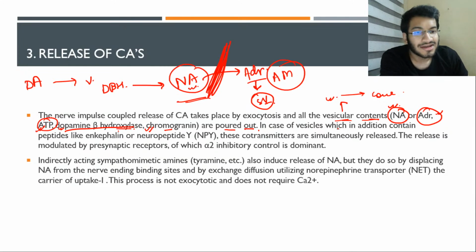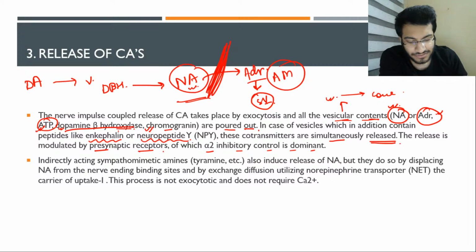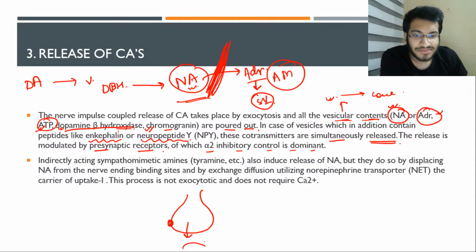In case of vesicles, which in addition contain peptides like enkephalin, neuropeptide Y, these co-transmitters are simultaneously released, and the release is modulated by presynaptic receptors, of which alpha 2 inhibitory control is dominant, right? So the release is modulated by the presynaptic receptors. Basically what is happening here is, this is the synaptic terminal, and presynaptically they have alpha 2 receptors, from where reuptake happens back, right? So the active amounts will decrease, right?